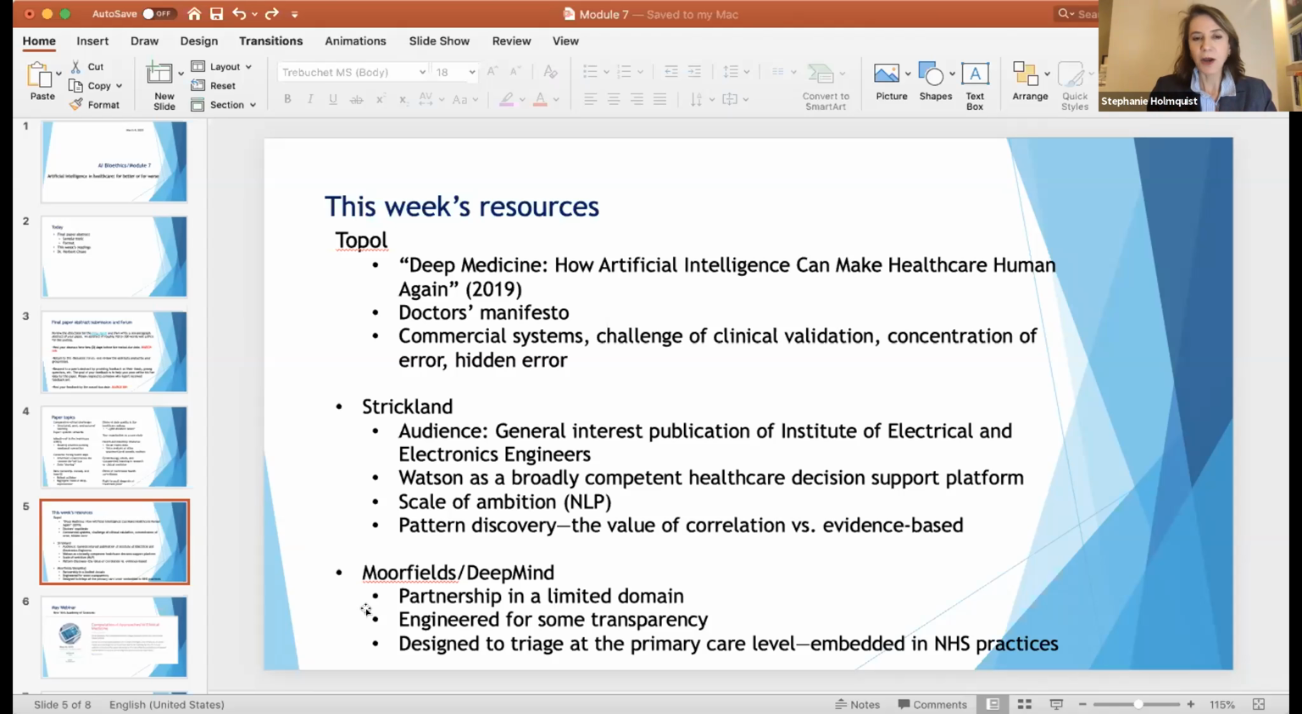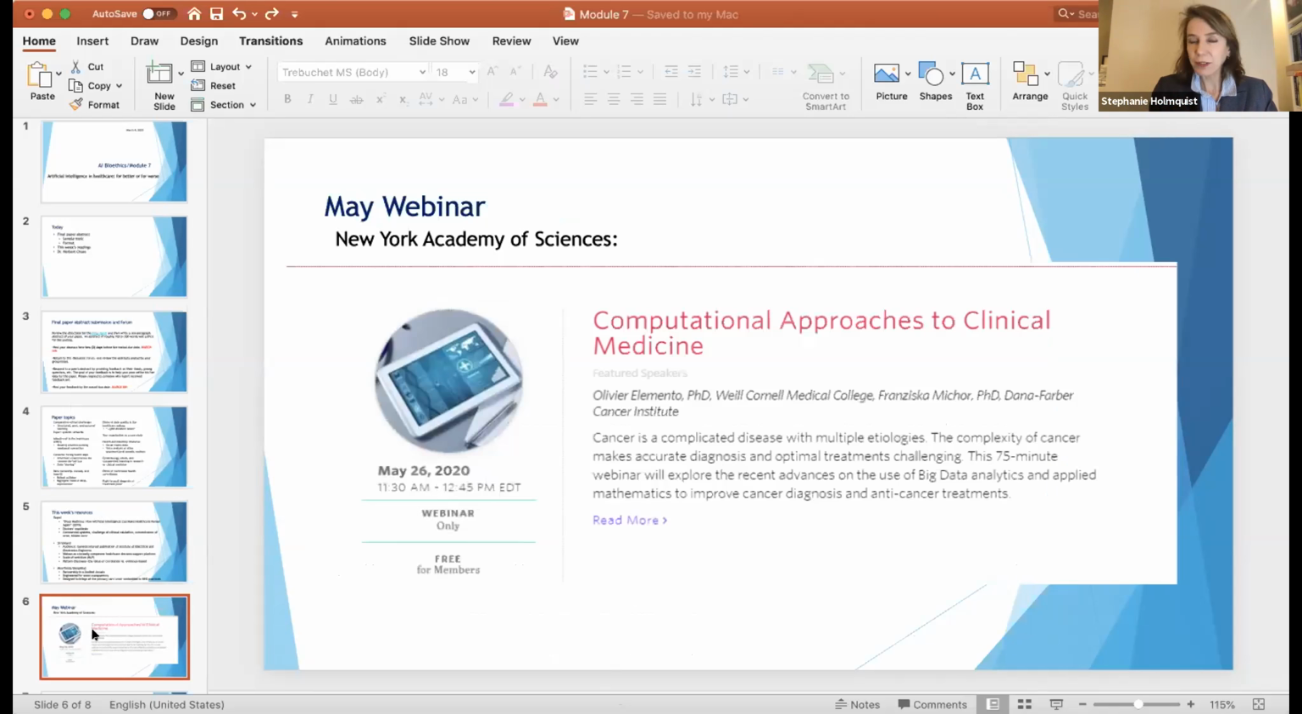So I hope you enjoyed all these readings. Again, the Topol was very dense, but if you're interested in the field, that's a good core reading to keep in mind. And I think that'll be a good reading for a couple of years, even in a very fast moving field.